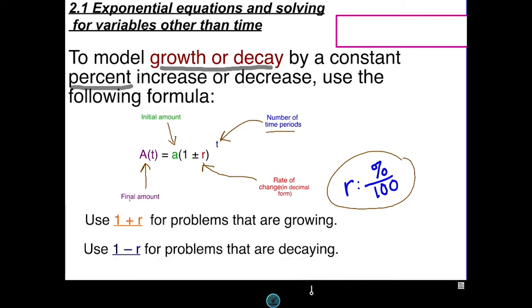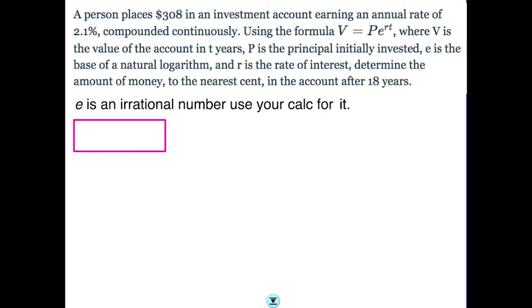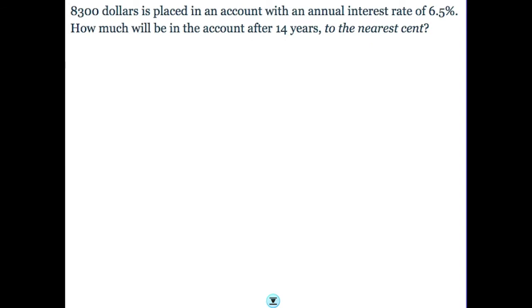We have two types of problems. One where we're adding, 1 plus r, is used for problems that are growing, or exponential growth problems. We use 1 minus r for problems that are decaying or getting smaller. We have three different problems, and I'm going to do them out of order, so find this page right here.